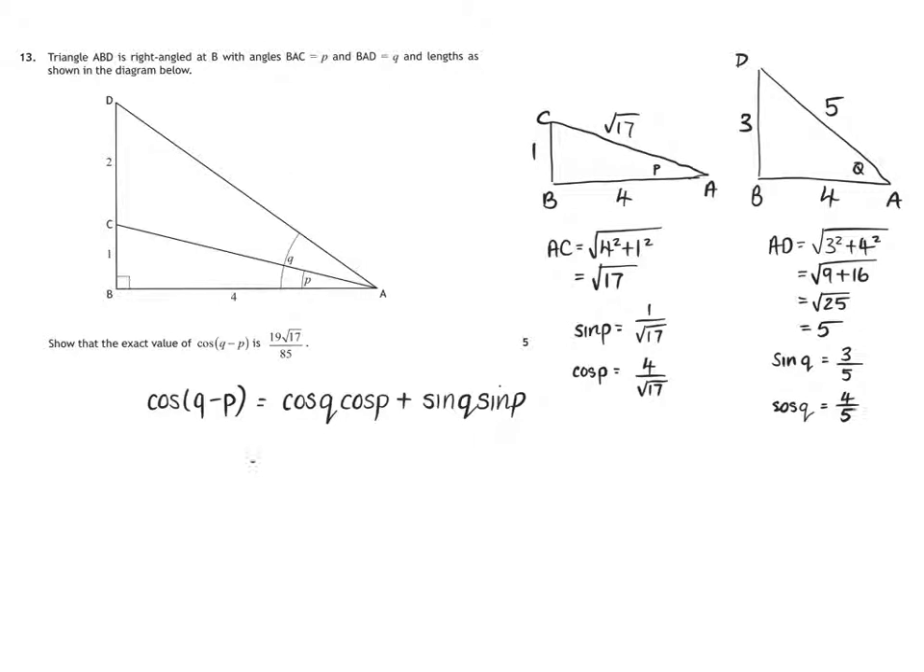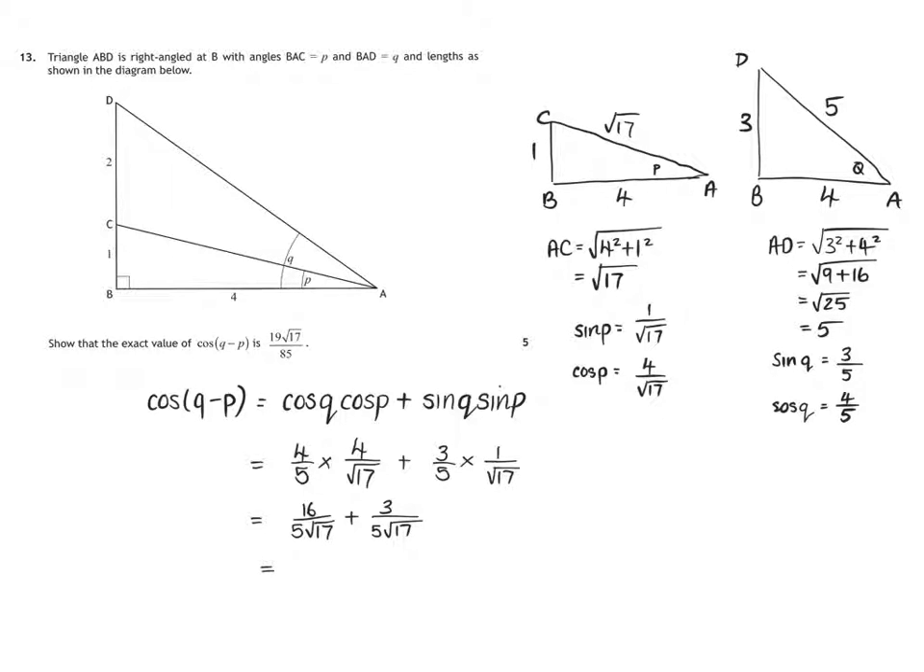So now we can substitute all of these in. We're starting with cos of Q, which is 4/5, and we are multiplying that by cos of P, which is 4 over the square root of 17. Then we add sine of Q, which is 3/5, times sine of P, which is 1 over the square root of 17. So that gives us 16 over 5 root 17 plus 3 over 5 root 17.